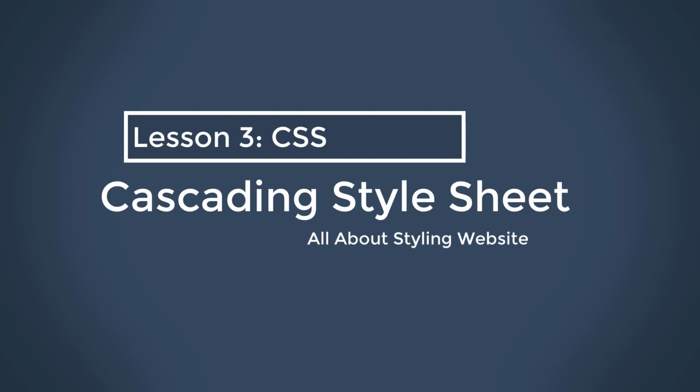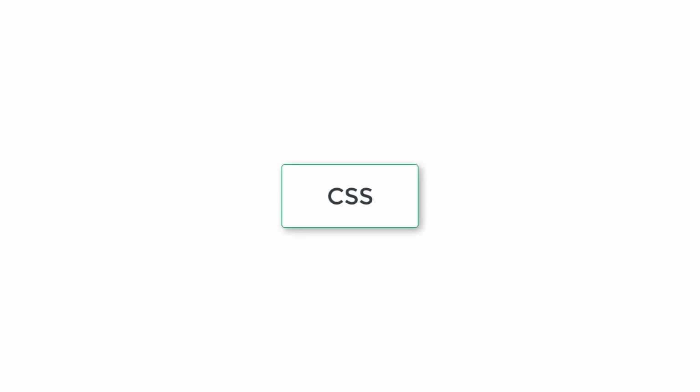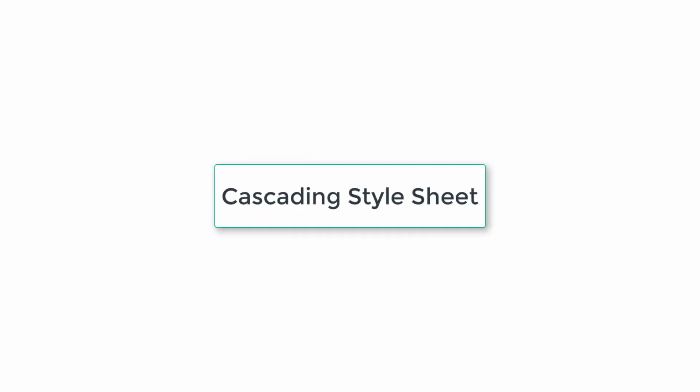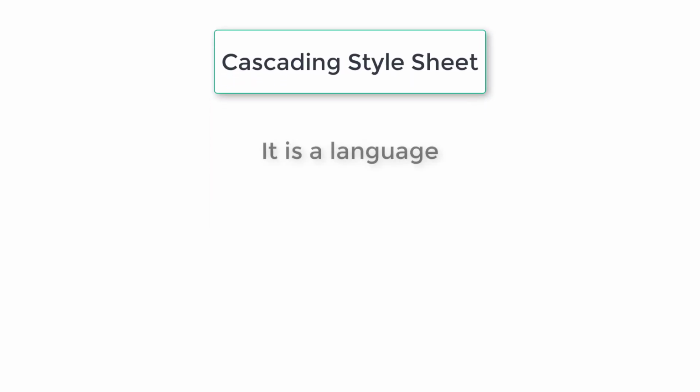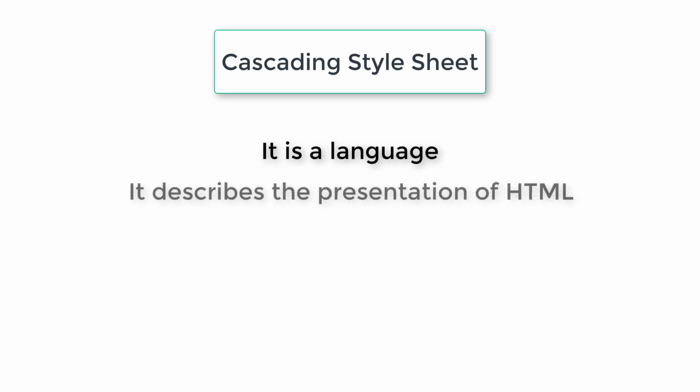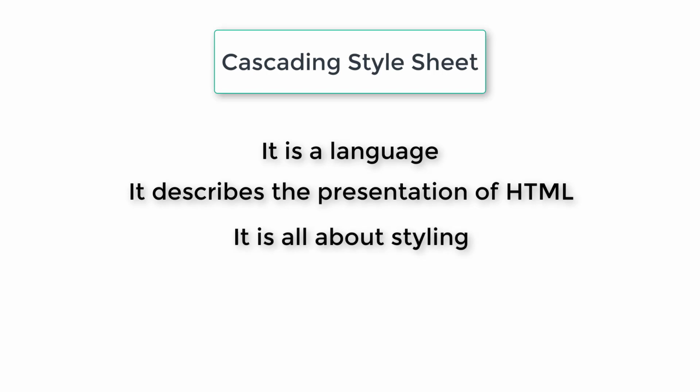Welcome to lesson 3. In this lesson, we will learn CSS. So what is CSS? Why do we use them? CSS stands for Cascading Style Sheet. It is a language for describing the presentation of HTML. That means how the HTML document will be presented, how it will look on the screen is described by CSS. Simply speaking, CSS is all about styling.